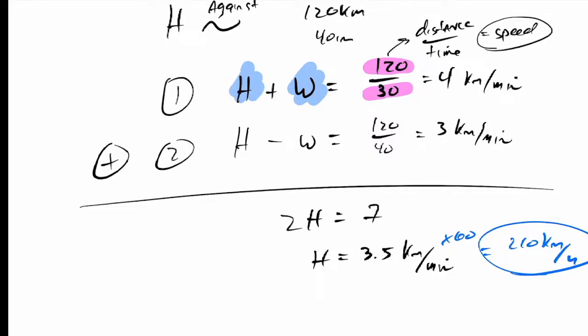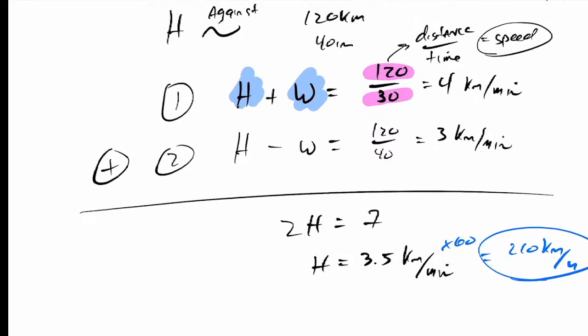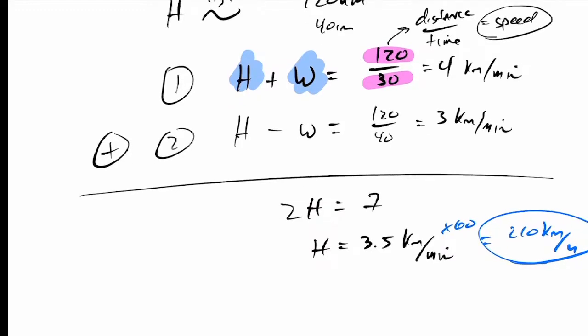Oh, Lena, the reason I did 2H is I'm adding these equations. I chose to add them, so I canceled the W's. I got 2H is equal to 7. Is that good? So I got 2H is equal to 7.